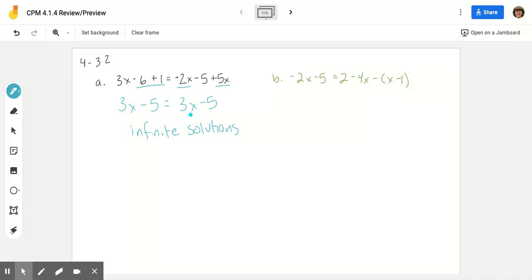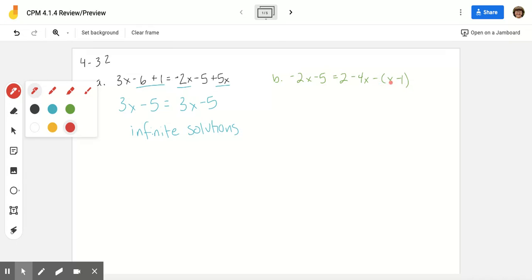And when we get to b, let's use another color. Choose red. I don't have any like terms to combine on this side, but over here I have a bit of a mess to deal with. So let's do that first. Let's take care of this.